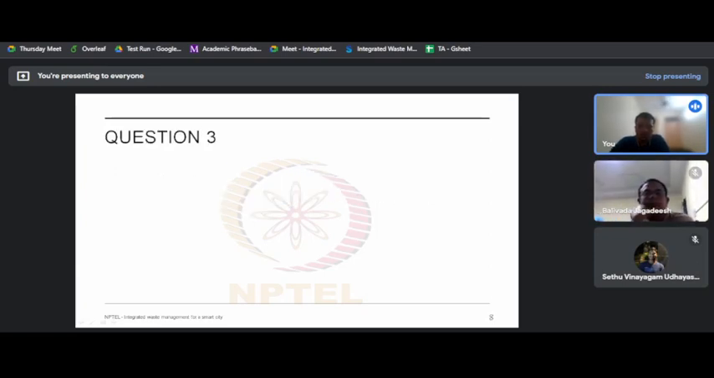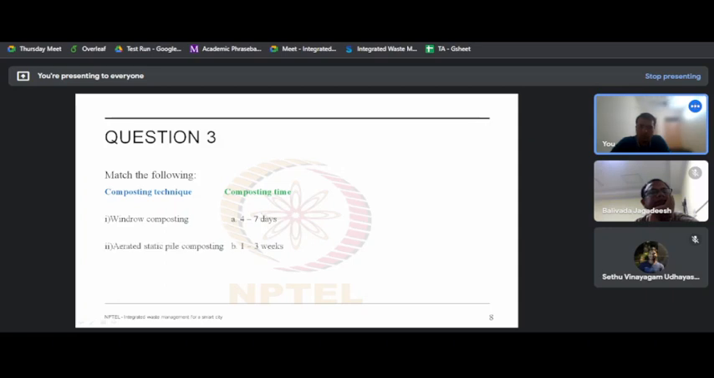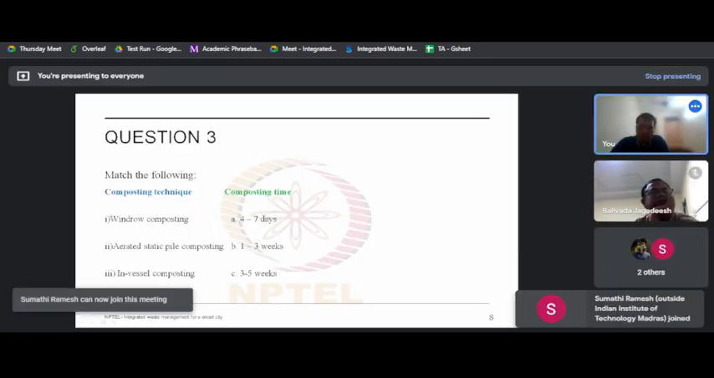So moving on to question number 3. This is a match the following type of question. We have been given the composting technique and composting time. So we have windrow composting, aerated static pile, and in-vessel composting.